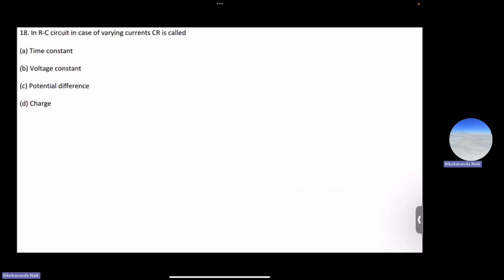Now question number 18. Question number 18 says, in an RC circuit, in case of varying current, what is the quantity RC called?